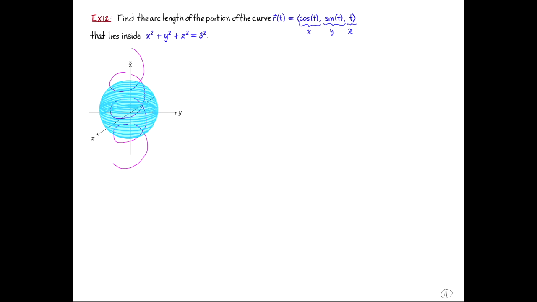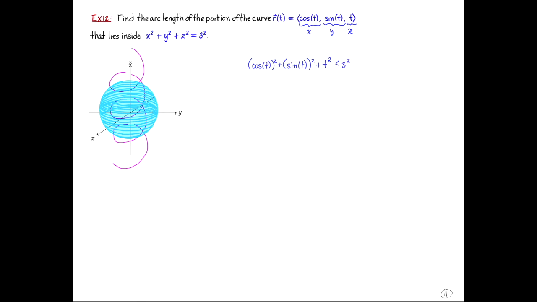Since we're looking for the portion of the curve that lies inside the sphere, we want to sub these into our equation of our sphere. Cosine of t squared plus sine of t squared plus t squared. Since we're looking for the portion of the curve inside the sphere, we don't want to let this equal 3 squared. That would just tell us the intersection points. Instead, we want this to be less than 3 squared.